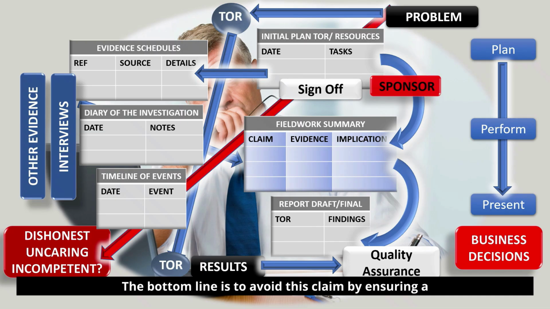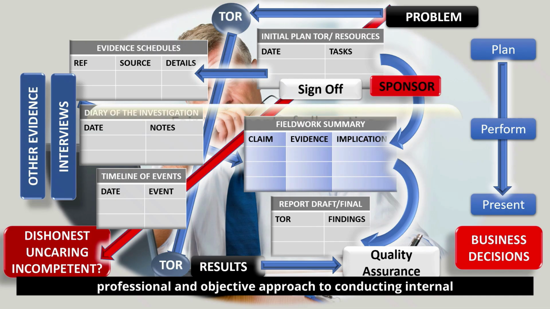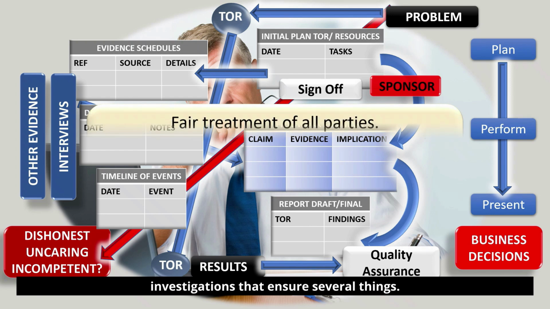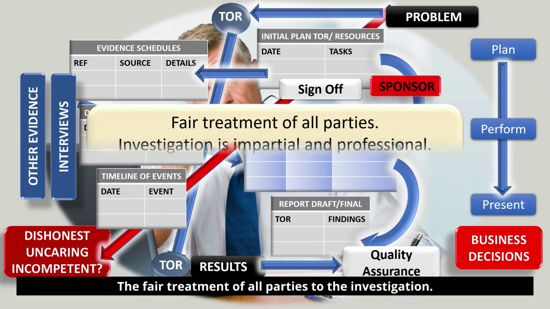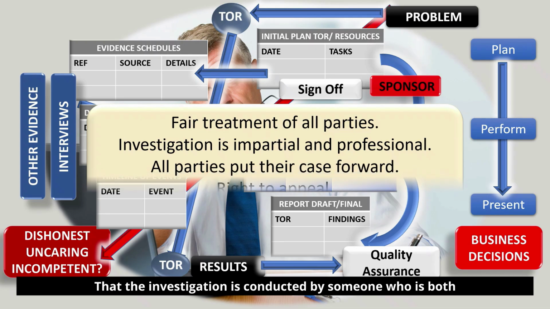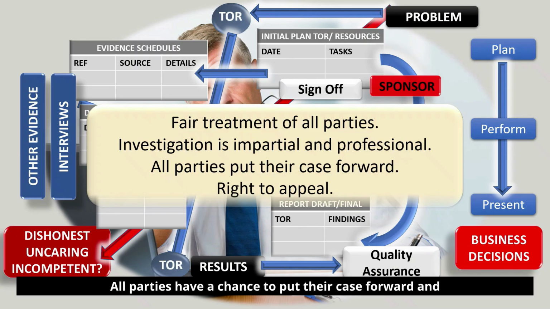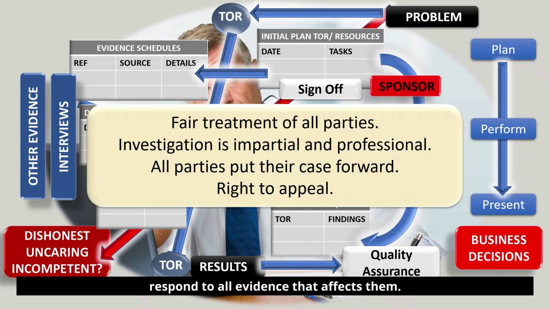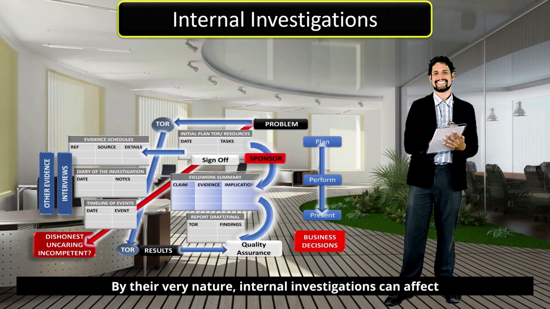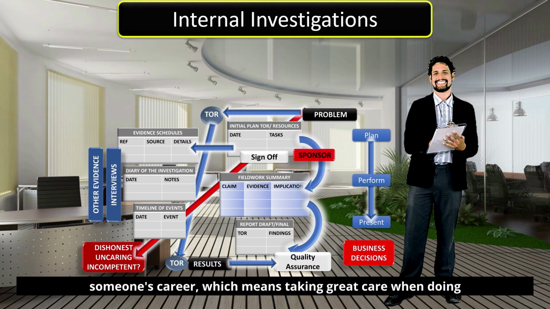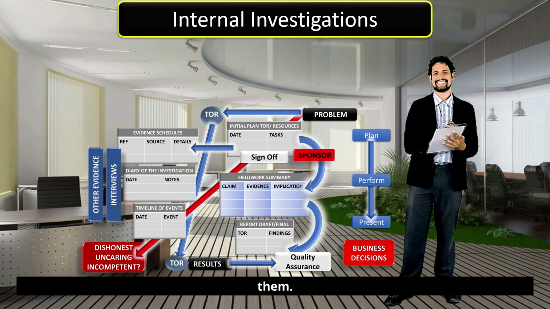The bottom line is to avoid this claim by ensuring a professional and objective approach to conducting internal investigations that ensures several things: the fair treatment of all parties to the investigation, that the investigation is conducted by someone who is both impartial and professional. All parties have a chance to put their case forward and respond to all evidence that affects them. There is a right to appeal against any ruling that adversely impacts any party to the investigation. By their very nature, internal investigations can affect someone's career, which means taking great care when doing them.